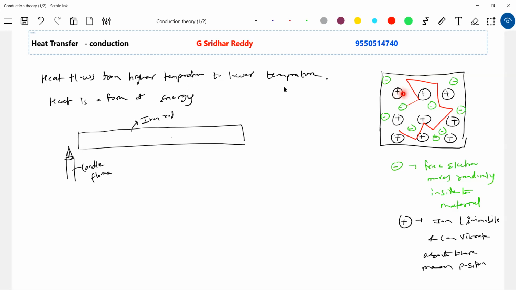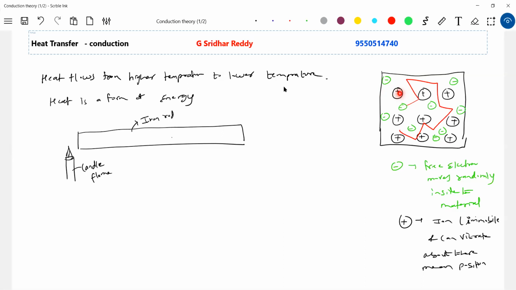Take an iron rod at 25 degrees Celsius and an iron rod at 100 degrees Celsius. Inside the rod at 100 degrees Celsius, the atoms will vibrate more rigorously than the atoms in the iron rod at 25 degrees Celsius. So the measure of the rigorous vibration of atoms about their mean position is nothing but the temperature. As temperature increases, this vibration will increase.